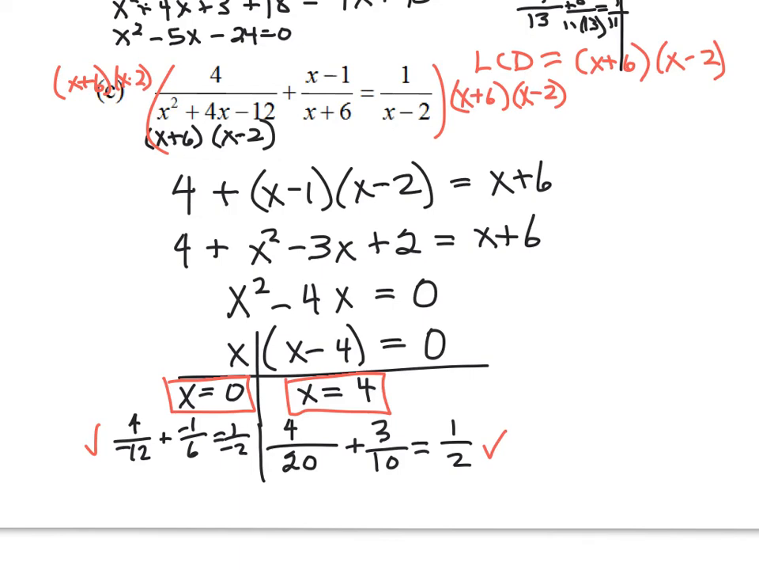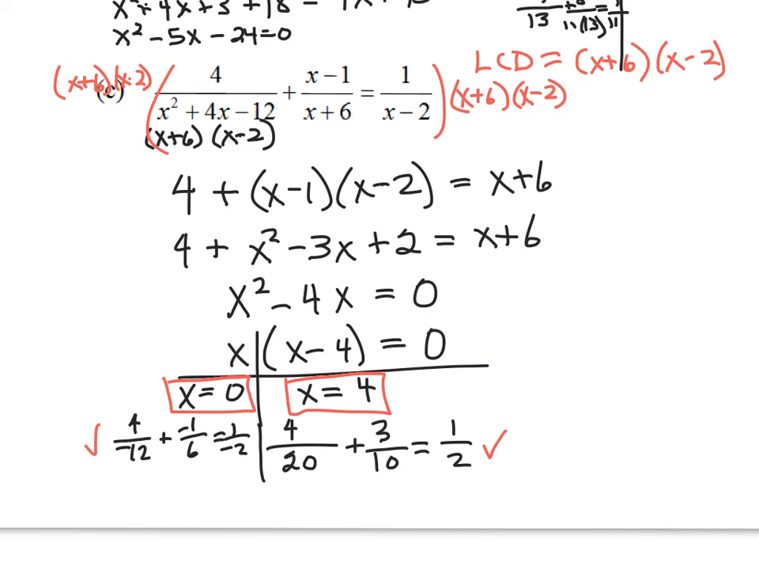In the case of the second fraction, I have to multiply x minus 1 by x minus 2 because the x plus 6 is canceled. And in the case of the right side of the equation, I had to cancel the x minus 2's and keep the x plus 6 times 1. Put your equation in standard form, so that's x squared minus 4x equals 0.